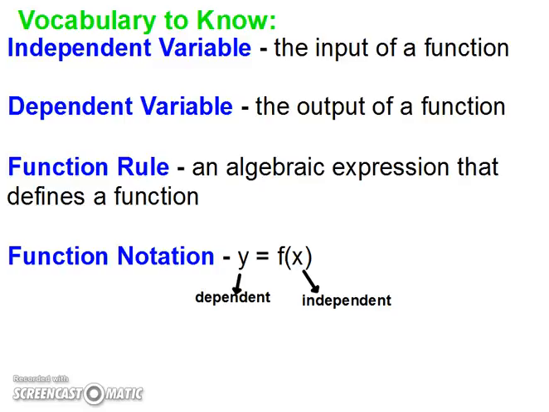An independent variable is the input of a function. It's that x value that you stick into the function. The dependent variable is the output of a function. It's the result you get. And a function rule is an algebraic expression that defines a function. So in function notation, you're going to have y equals and then your rule. So y equals maybe 4x plus 3. So that's the rule for your dependent variable.